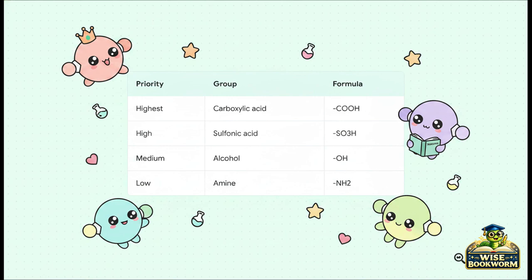For example, a carboxylic acid group, the COOH right at the top, outranks a sulfonic acid, which in turn outranks an alcohol group, the -OH. The highest ranking group is basically the boss. It gets to decide the molecule's core identity and its final suffix.